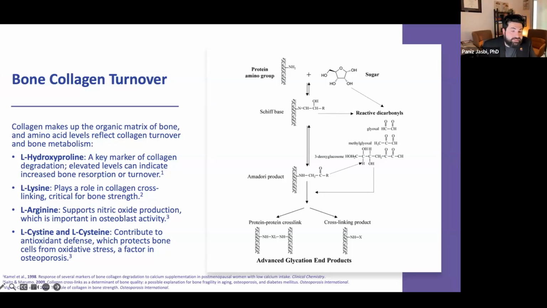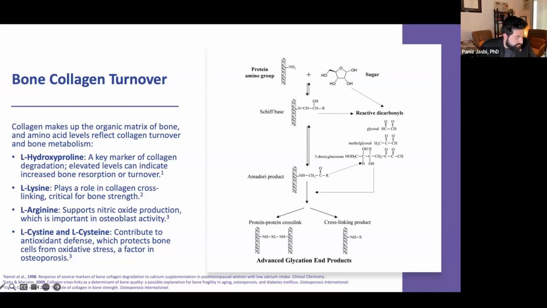We'll see in the simulated data that we've run on the data we've collected so far, when we do fracture risk predictive modeling with levels of hydroxyproline, we see that same relationship: with increased hydroxyproline, we have increased fracture risk. The next metabolite in this domain is lysine. It plays a role in collagen cross-linking, critical for bone strength. Arginine supports nitric oxide production and also plays an important role in osteoblast activity. And cysteine contributes to antioxidant defense, so this is a key factor in preventing osteoporosis.